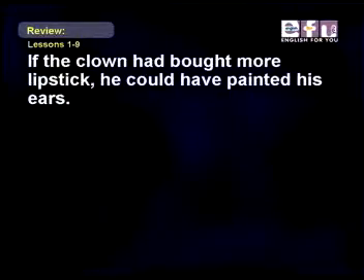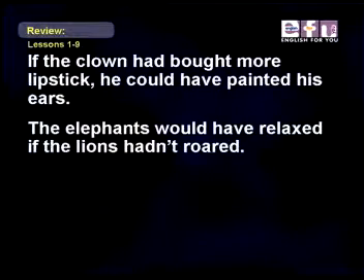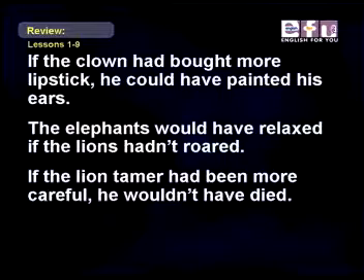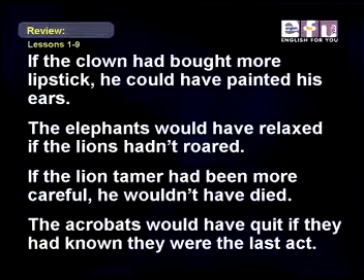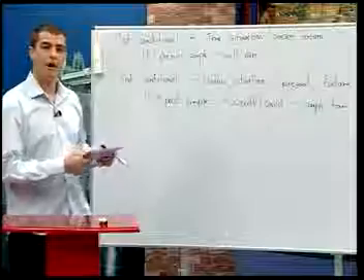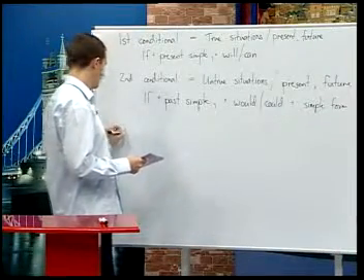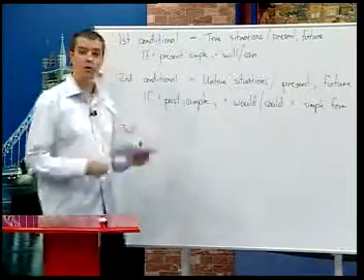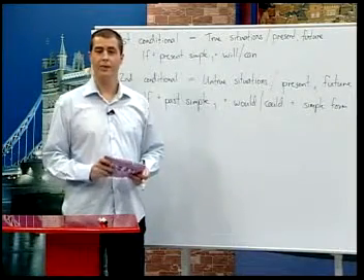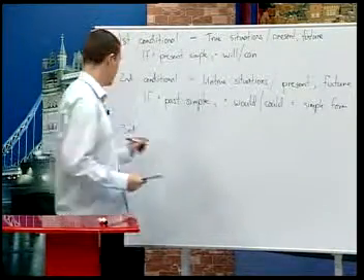If the clown had bought more lipstick, he could have painted his ears. The elephants would have relaxed if the lions hadn't roared. If the lion tamer had been more careful, he wouldn't have died. The acrobats would have quit if they had known they were the last act. The third conditional is used for contrary to fact situations in the past, or untrue situations in the past.